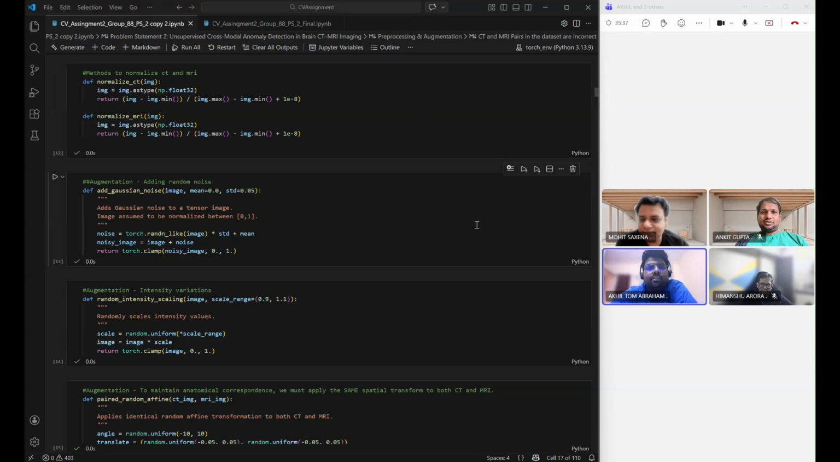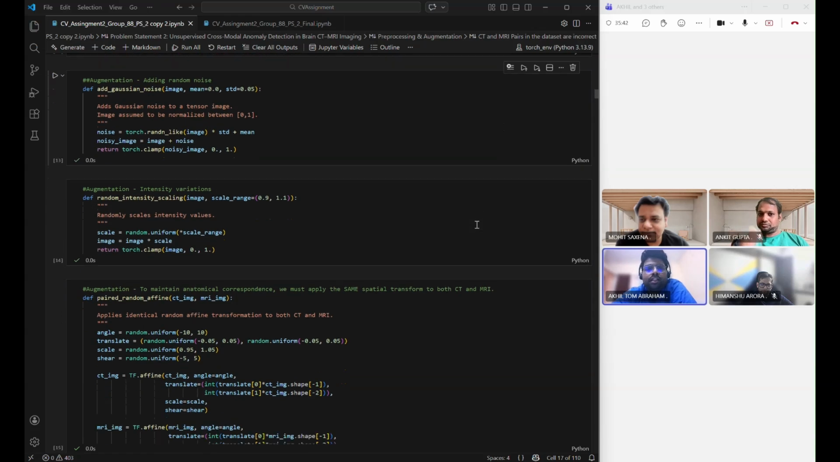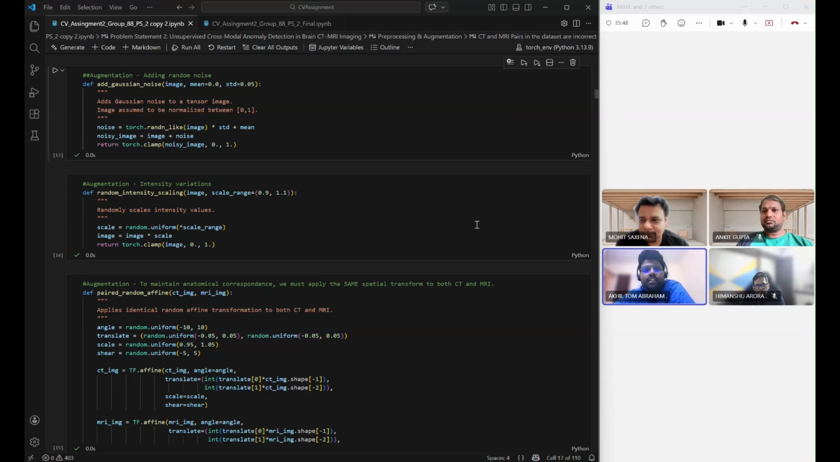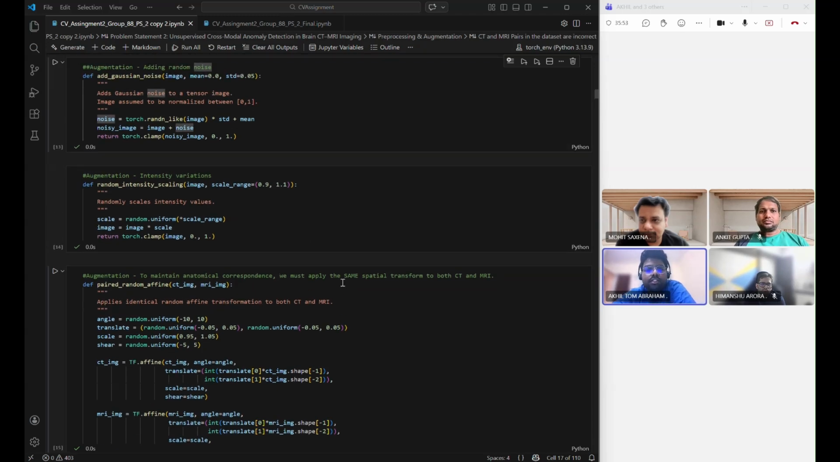The datasets were limited in size, so we had to apply some augmentation so that it is more generalized. We used random affine transformations like small rotations, translations, intensity scaling, and we added some Gaussian noise injection.